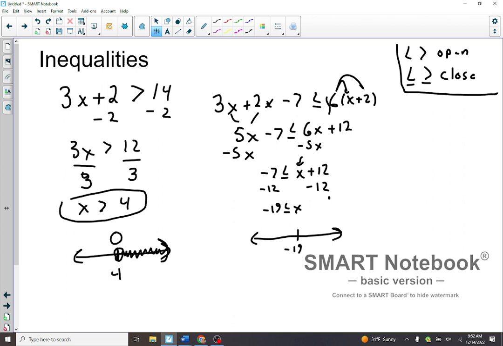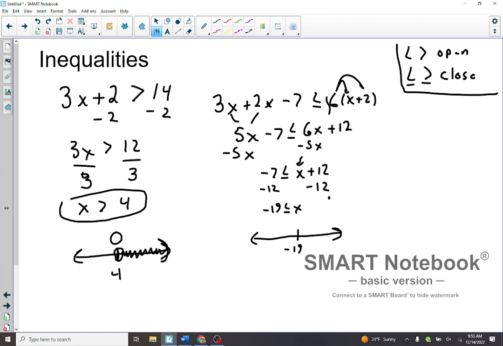So negative 19 is less than or equal to x. I'm so confused. Negative 19 is less than or equal to x. So x is bigger than negative 19. No, pay attention here because you will mess this up if you don't. Negative 19 is smaller than x. Another way you can think about that is the alligator wants to eat more. Yes, x is bigger than negative 19.